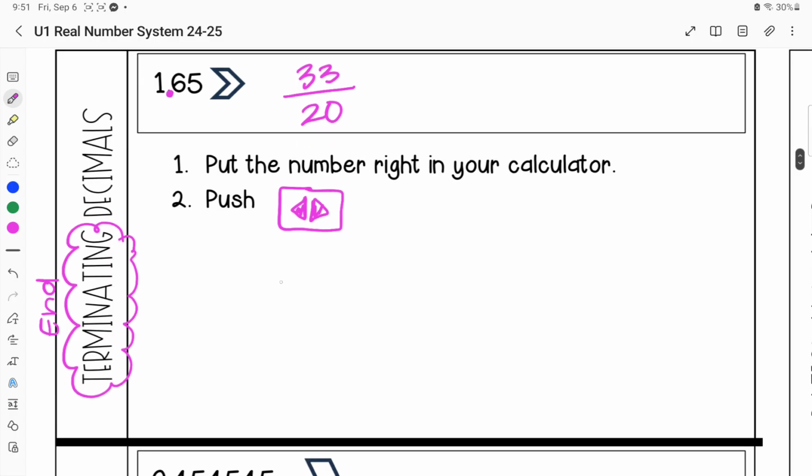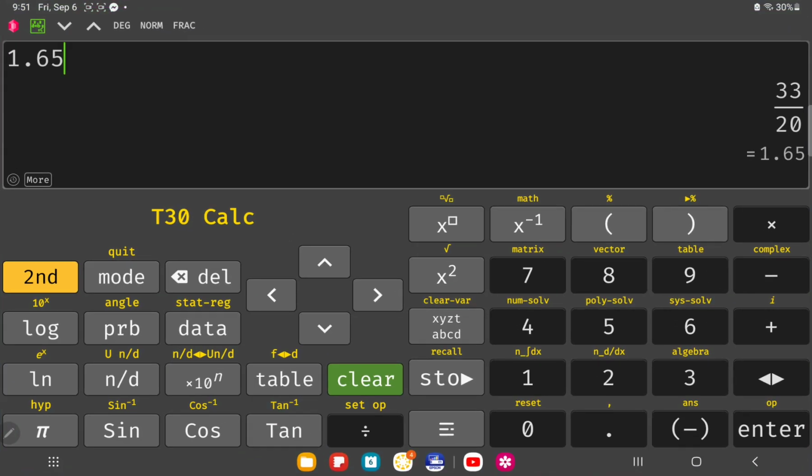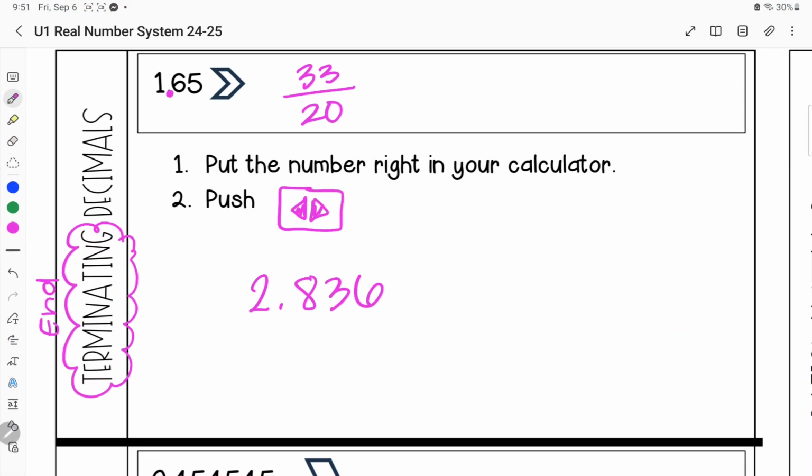So let's try 2.836. Again, we're going to put it in our calculator, and then we're going to hit our conversion key. Whoops, that's not what I meant to do. Let's do 2.836 just as another example. So you should put it in your calculator, 2.836, and mine does it automatically as I go. I would hit my conversion key right there, and it comes out as 709 over 250. So this one would be 709 over 250, and you'd be done. That's all you have to do on those.